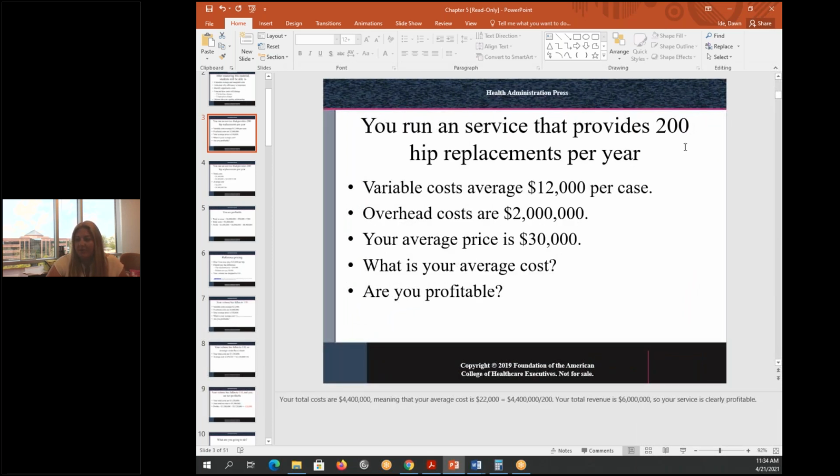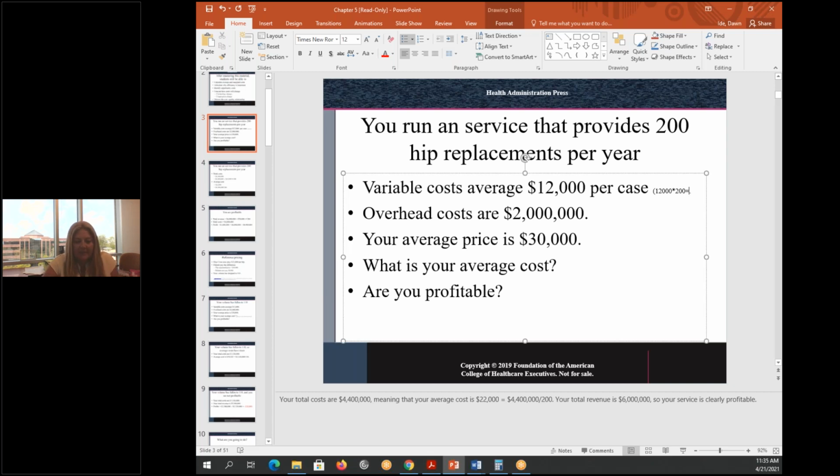So you run a service that provides 200 hip replacements per year. The variable costs average 12,000 per case. So the first thing you know you're going to have to do, and this is what we did last night, is 12,000 times 200. You're going to have to do that in order to get the total, because each case costs you $12,000 in variable costs.